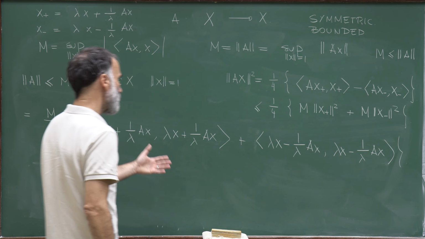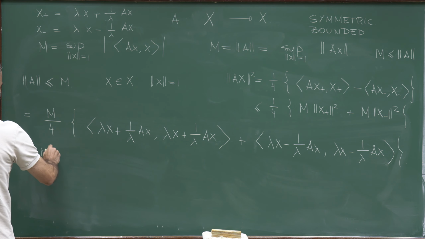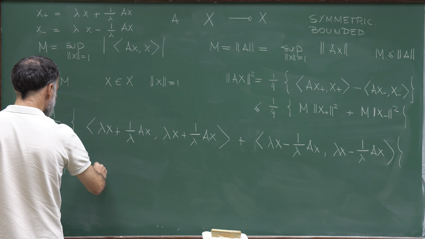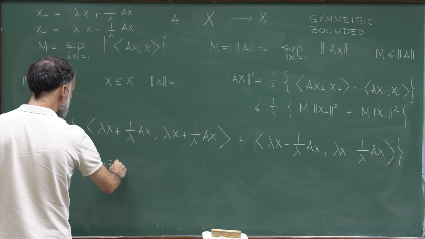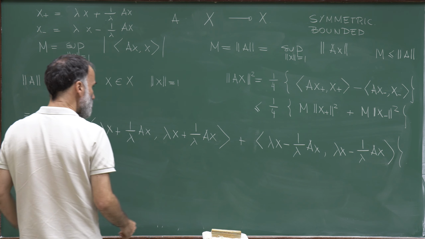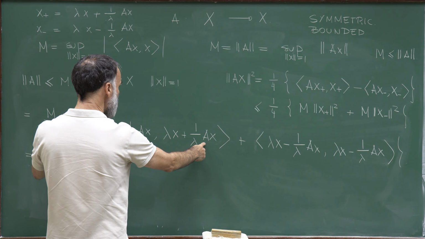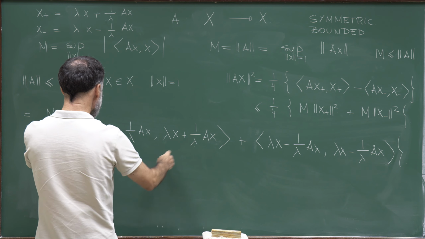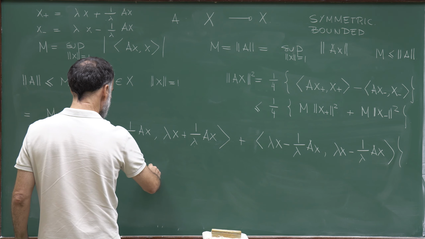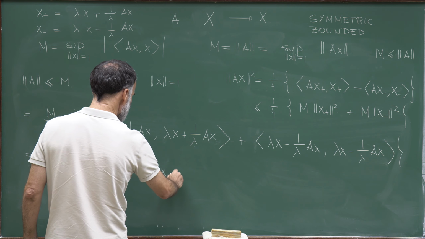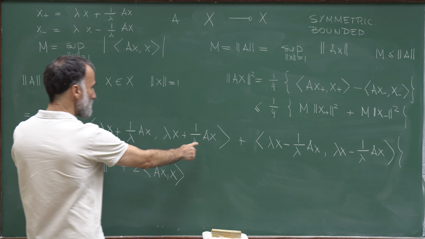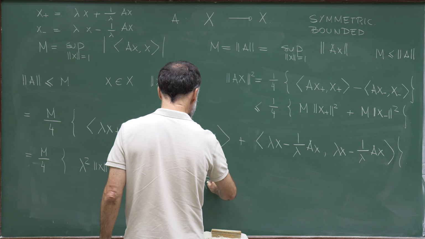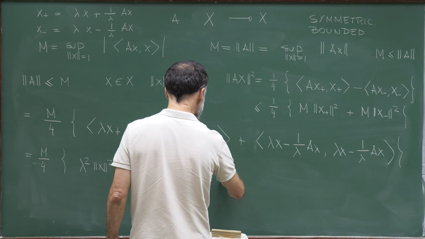So now let's compute these scalar products. I get lambda square, the norm of x square. Then these two terms give me, because A is symmetric, the lambda cancels with 1 over lambda, and what remains is 2 times ax x. So this gives me the cross terms, and then I have plus 1 over lambda square times the norm of ax square.